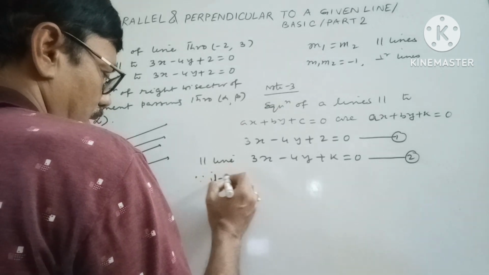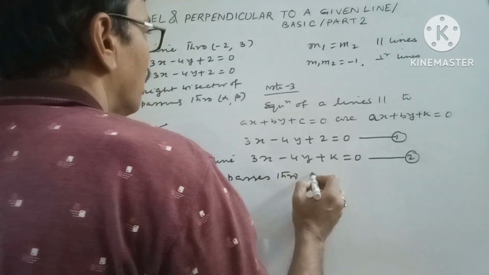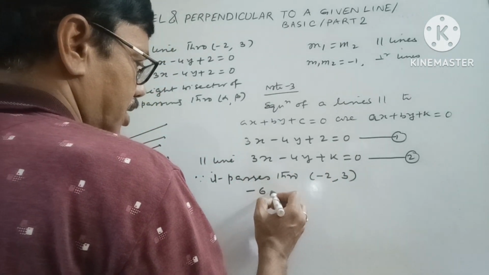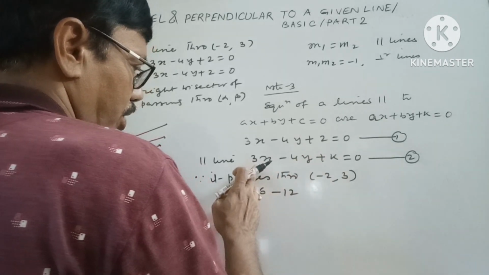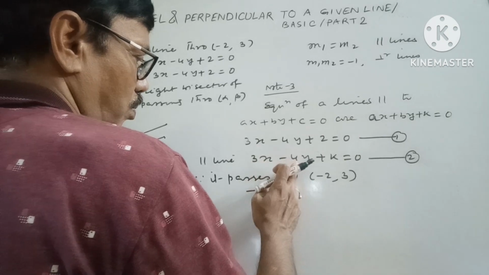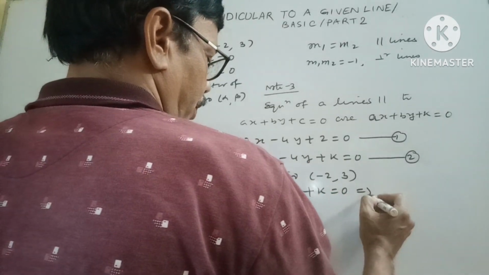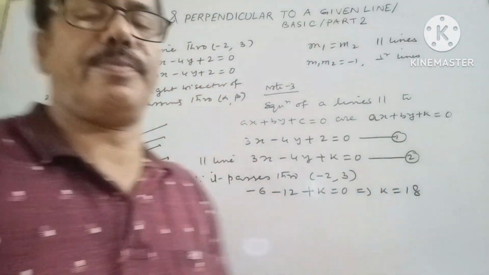Since it passes through minus 2, 3, x is minus 2 and y is 3. So, 3 into minus 2, minus 6, minus 4 into 3, minus 12, plus k equals 0. So, this implies k equals 18.